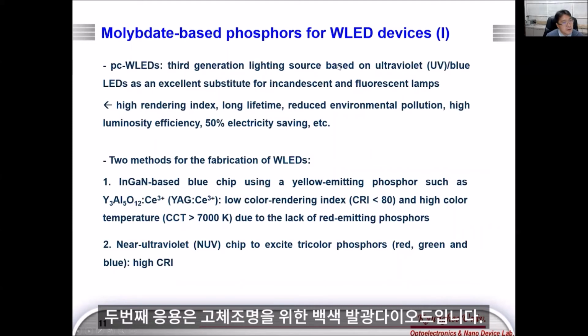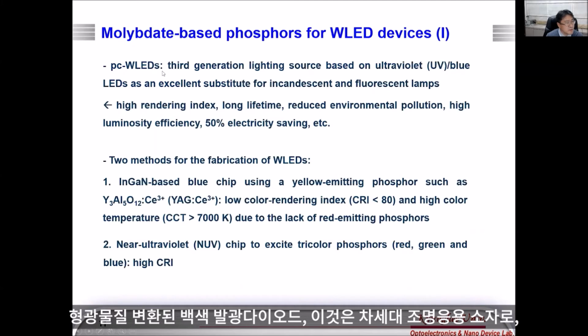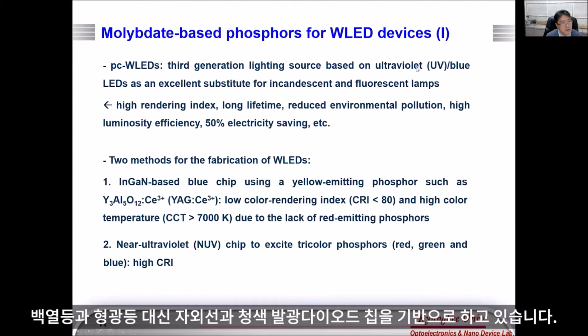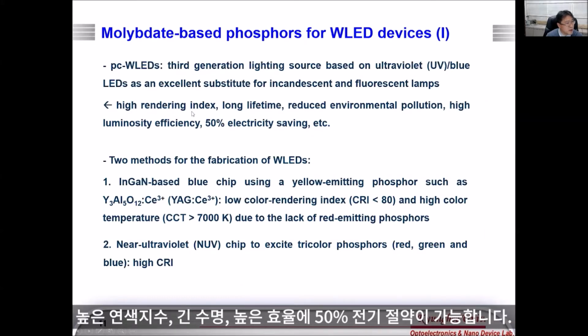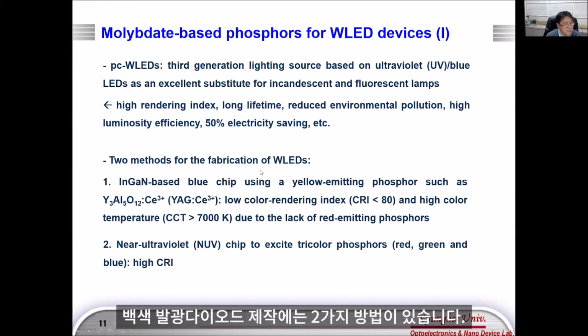The second application is white LED devices, the phosphor-converted white LED. This is the third generation lighting source based on UV and blue LED instead of the incandescent and fluorescent lamp. It has many advantages of high color rendering index, long lifetime, high efficiency, and 50% electricity savings. For the fabrication of the white LED, there are two methods.